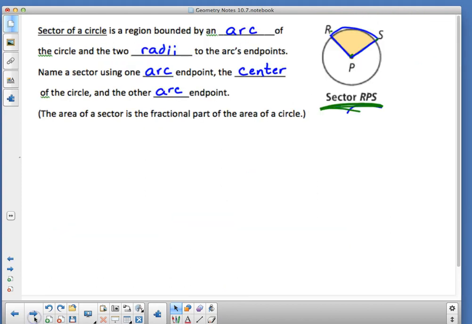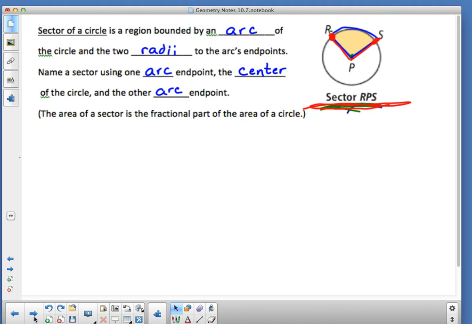Now, sectors of a circle. A sector of a circle. I name it from the endpoint of the sector to the center of the circle, back out to the other endpoint of the sector. It's a 3-letter name. In this case, I got sector RPS. We call them sectors because it's a pie shape. And if you're into Trivial Pursuit, those little chit pieces, they're called chits. You get a little piece because you got a question right.